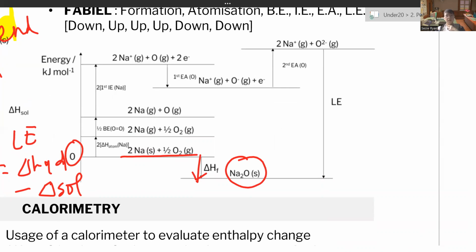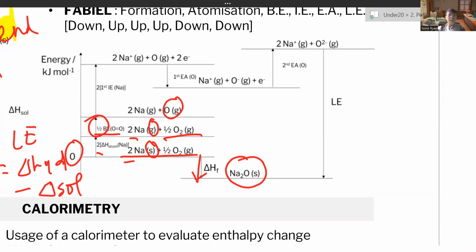Okay. Next, after F is A, so we do atomization of the sodium. So we go from sodium solid to sodium gas. And because there are 2 moles, we need to multiply by 2. Okay, next we convert the molecule of oxygen into an oxygen atom. And we use the bond energy to do that. So we go from half of this gaseous molecule into 1 mole of oxygen atom. And because it's half, right, we need to use half.